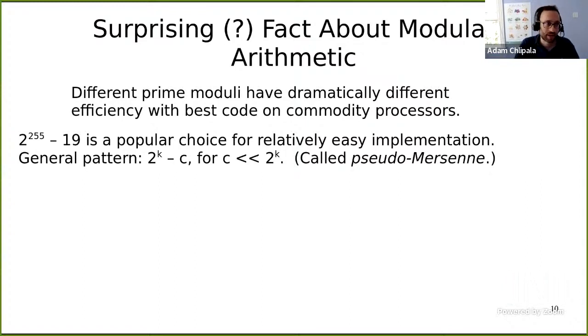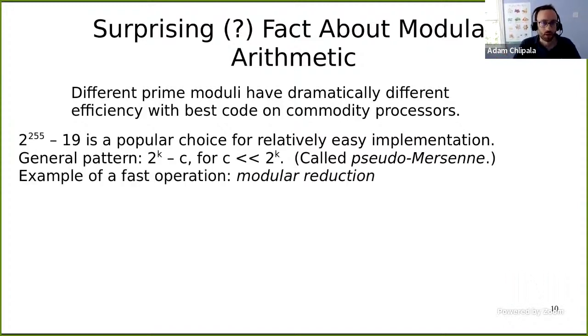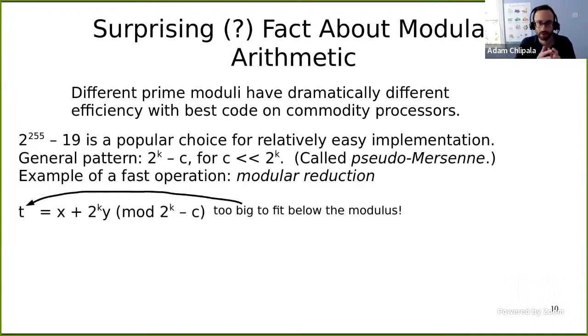That's 2^255 minus 19. It's one of the most popular ones for web standards. And it's an instance of a pattern called pseudo-Mersenne primes, where you have a big power of 2 minus a small constant. Why is this a good design principle for picking a prime number? Well, let's think about one of the central operations we want to be fast, modular reduction, basically running a mod operation after some other algorithm that produces an excessively wide answer that doesn't fit under your modulus.